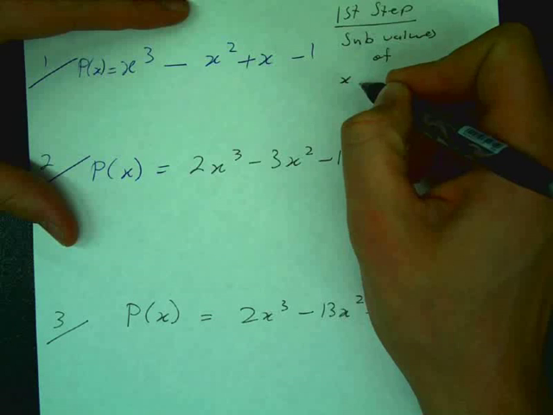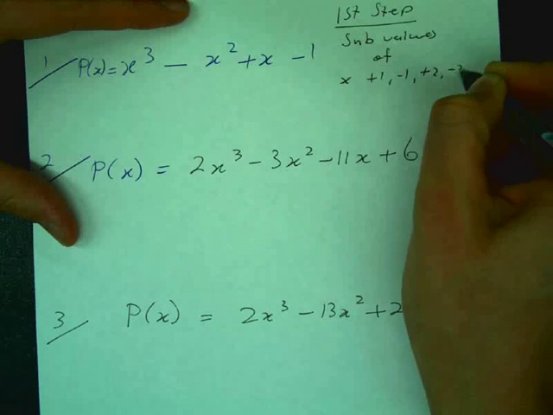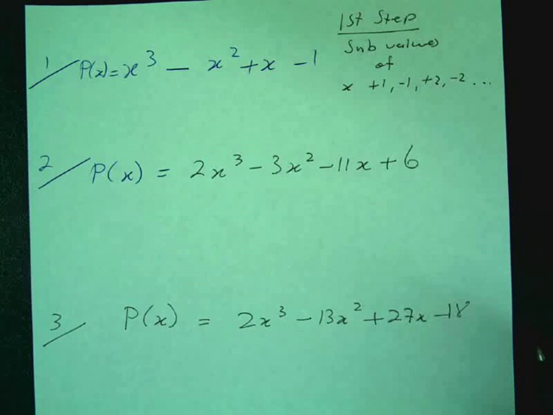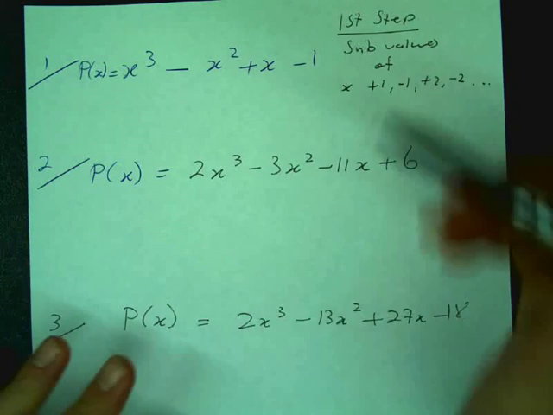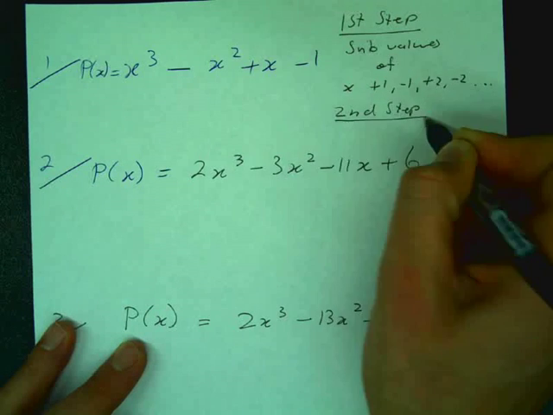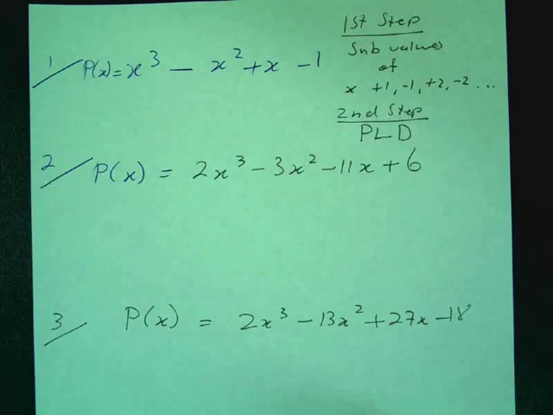So substitute values of x, so including plus 1, negative 1, plus 2, negative 2 and so on. Most of the problems you're given, it'll be in those first 4 starting points. So I want you to factorise all those for me, please. So you're going to do your first step, and then your second step's going to be what? Polynomial long division. Yeah? So let's have a go.